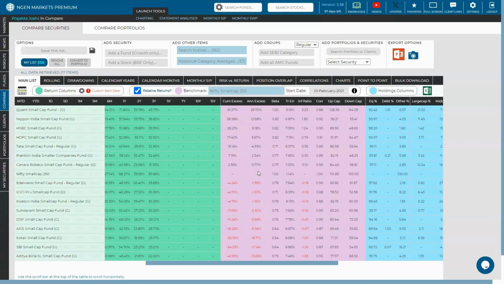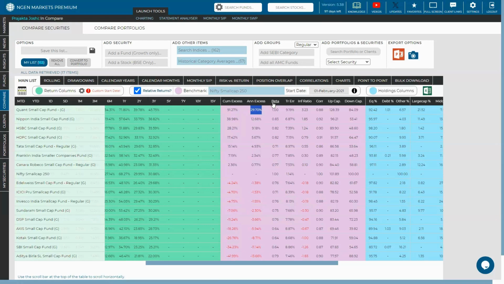On the other hand, all the funds that appear above the benchmark line give a positive annual excess. Mind you, this is annualized excess. If you want to check the cumulative or the entire 3-year excess, that's right here, cumulative excess return over that of the benchmark. So in other words, this is kind of a modified alpha that we are seeing here.